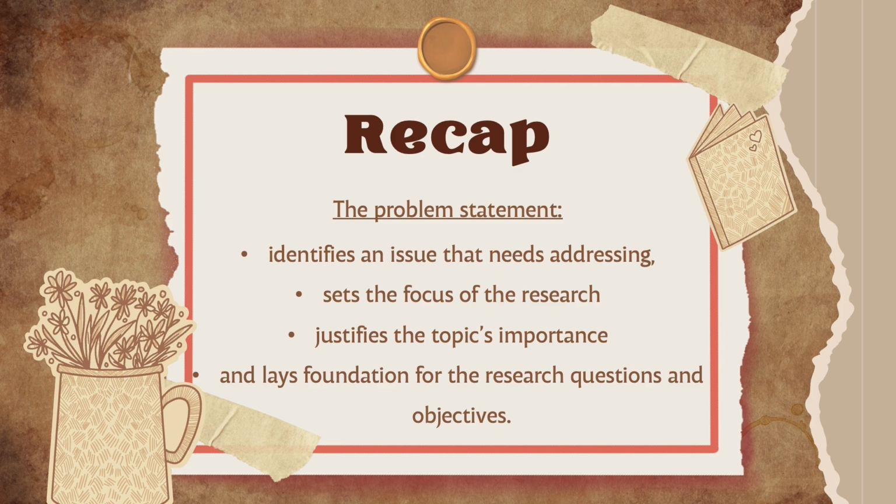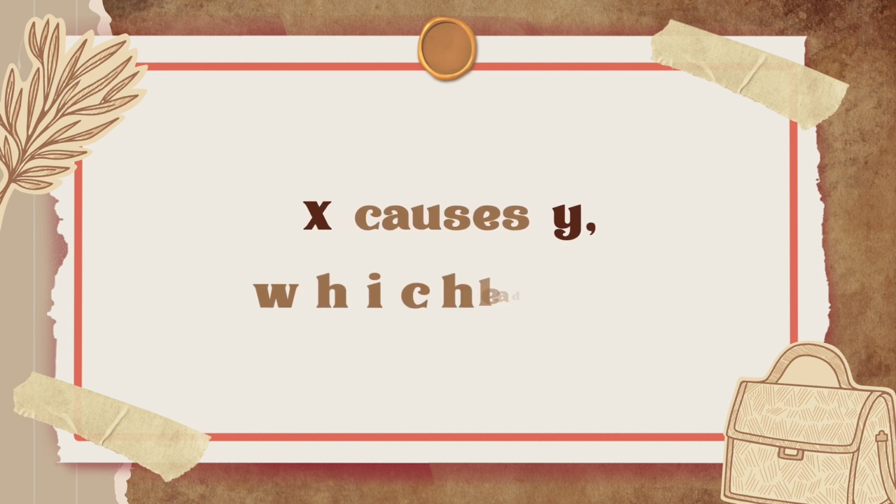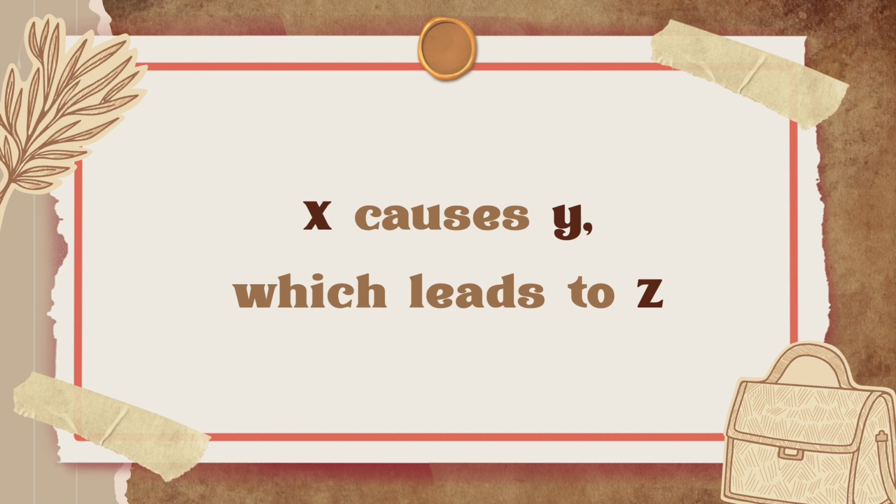How do you craft a solid problem statement? Let's take a look at the problem statement as if it were a simple formula to help you get started. Start with the issue, which is X, you want to address. Then connect it to the consequences, which is Y, of the issue. And finally, finish strong with the impact, Z, of solving this problem.